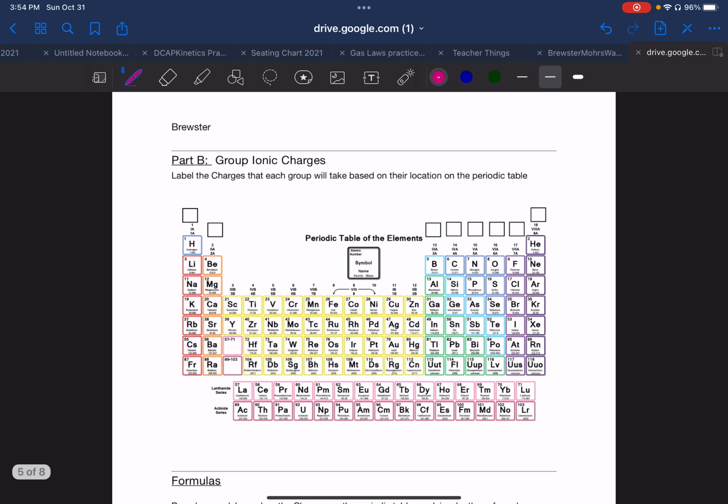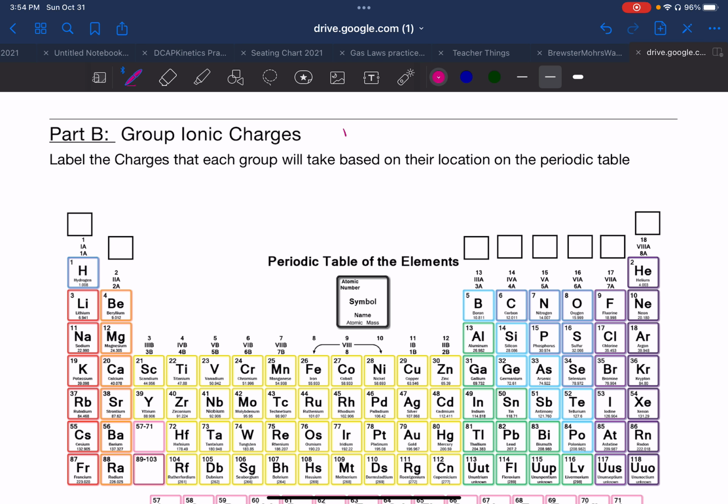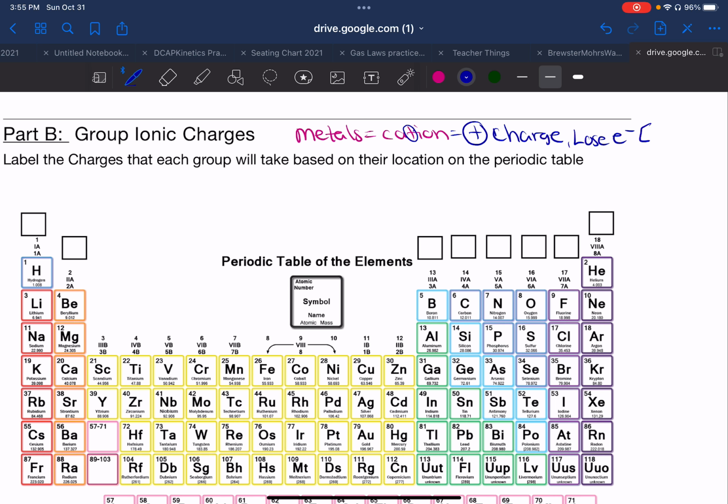And then the next part has group ionic charges. And again, there's a great video that goes over it as well. But the general rule is that my metals will be cations, and a great way to remember how to tell the difference is that the t becomes a positive charge. And that also just means that we lose electrons easily. So groups 1, 2, and 3 are going to lose electrons. It will also be your metals as well.